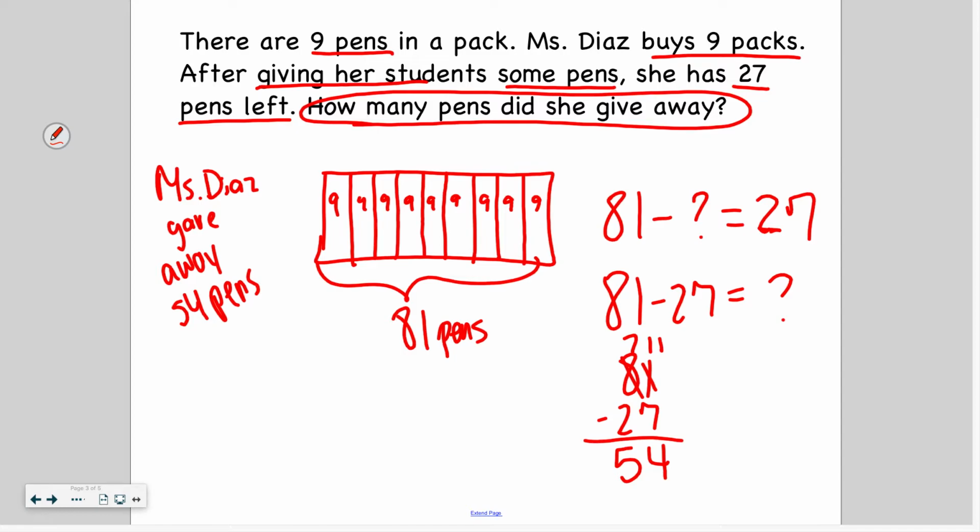And then from those packs, she gave some away. I don't know how much that was, but I know that she was left with 27. So then I subtracted 27 from 81 to figure out what she gave away. And for this part, the number of pens that she had, I had to multiply to figure out how much. That's how I got 81. 9 times 9 is 81. I had to figure out how many pens she started with in order to be able to figure out how much she gave away.